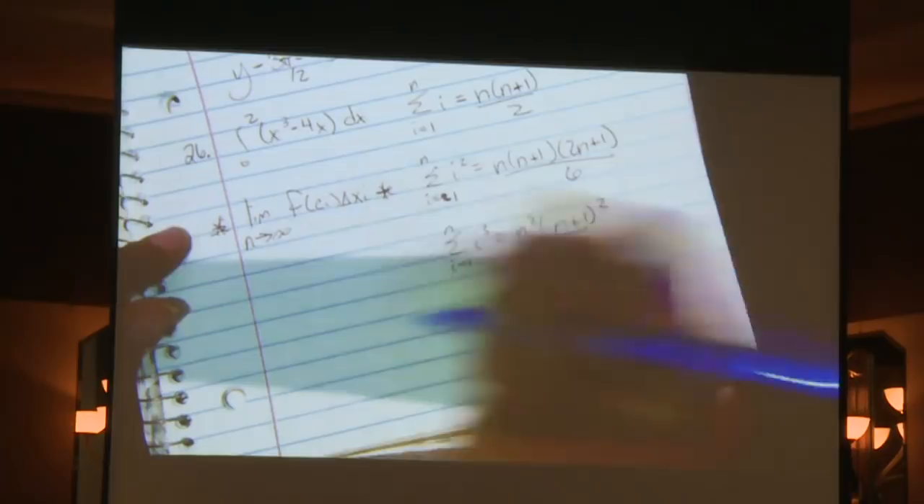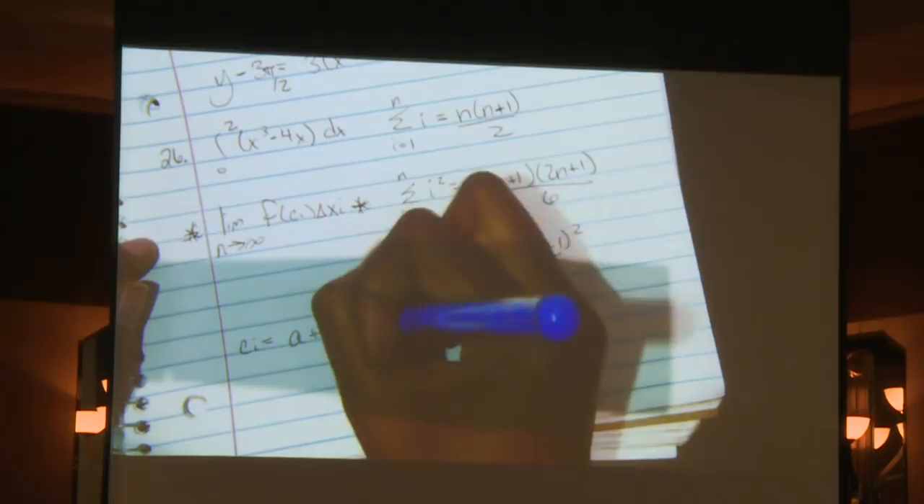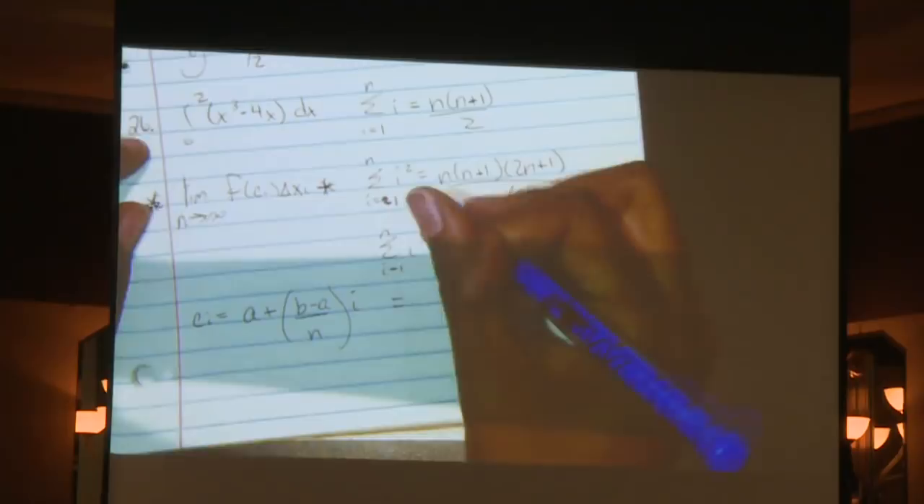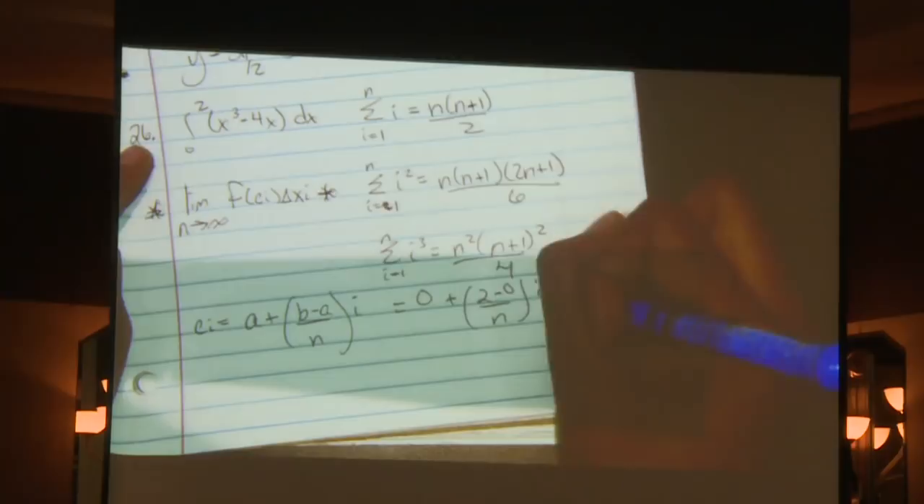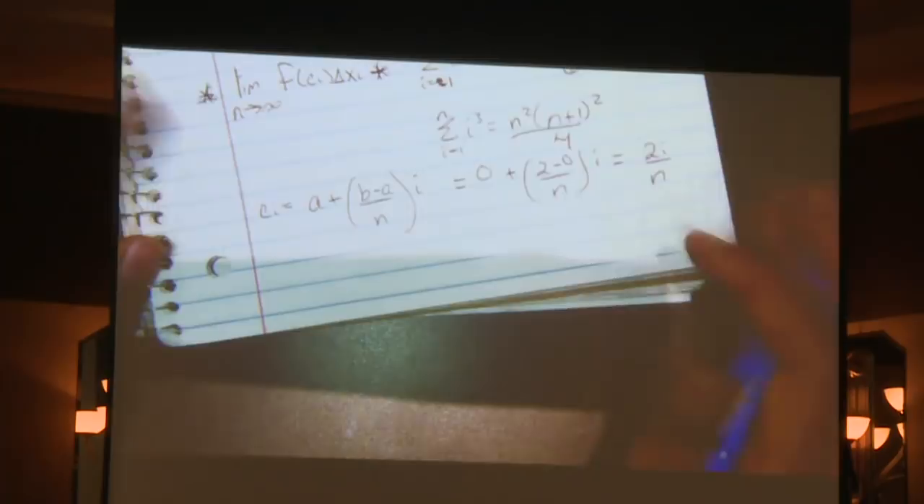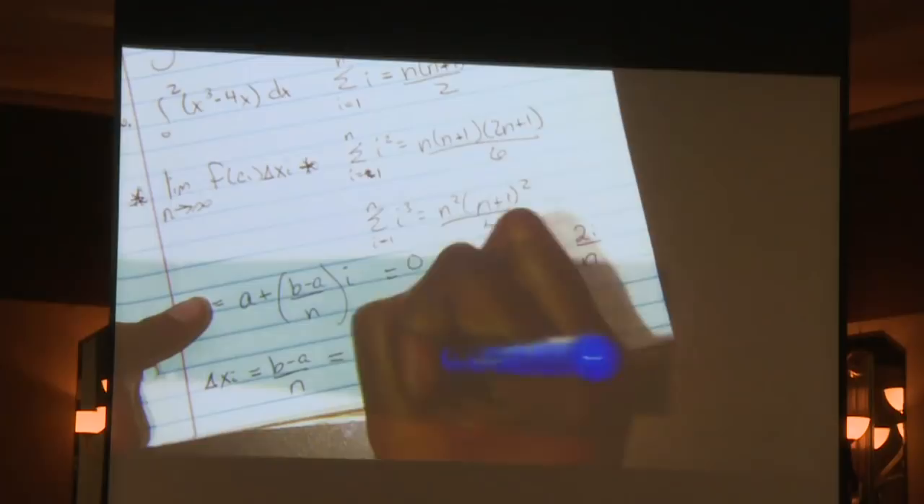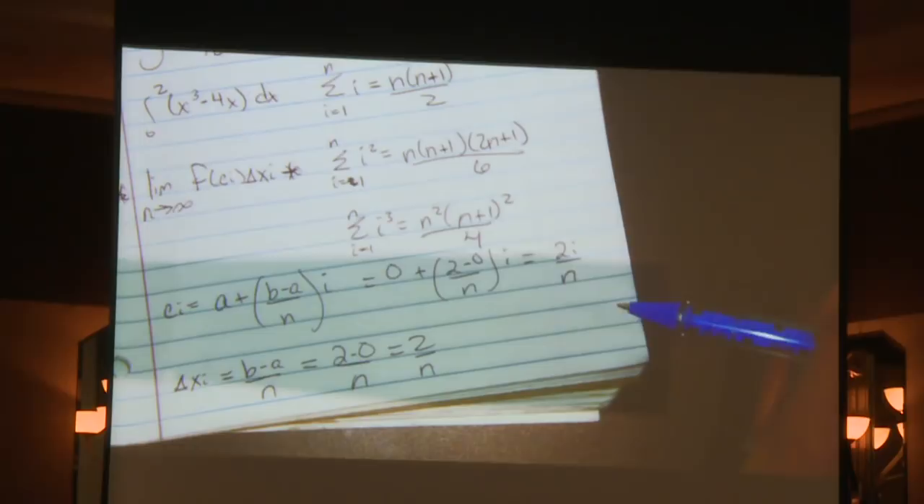Now my c i is going to be given by my bounds: a plus b minus a over n times i. Your a and b are just the values of your bounds. So my a is 0, plus 2 minus 0 over n times i. So that gives me 2i over n. My delta x i is going to be b minus a over n, so that gives me 2 minus 0 over n, which gives me 2 over n. Questions? So these are my equations for that.